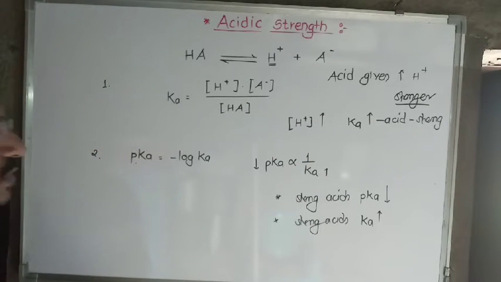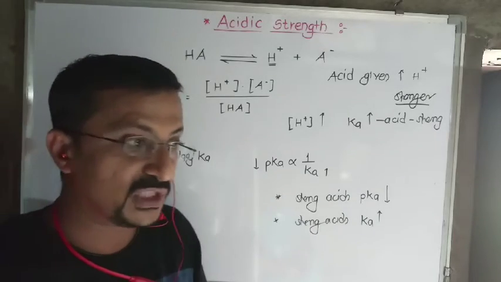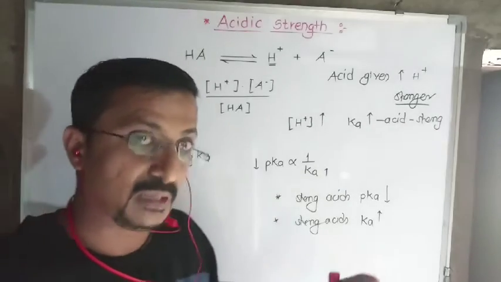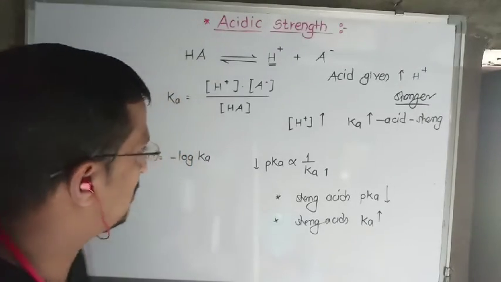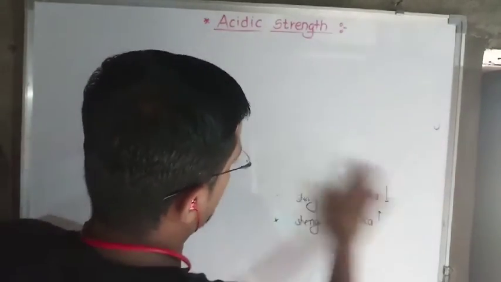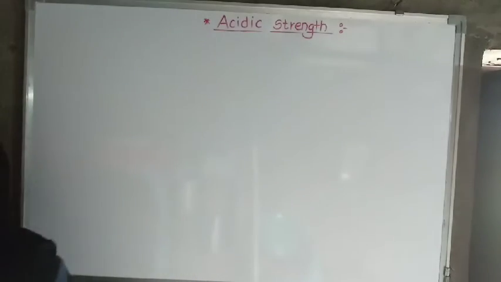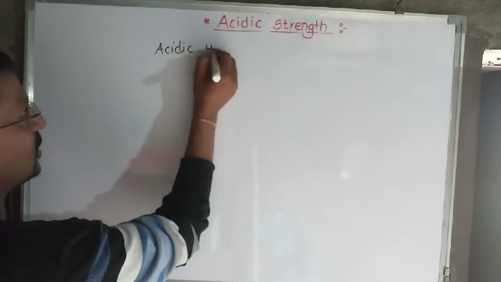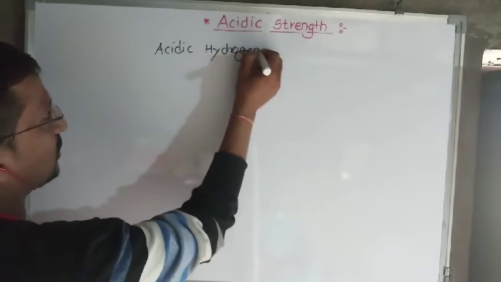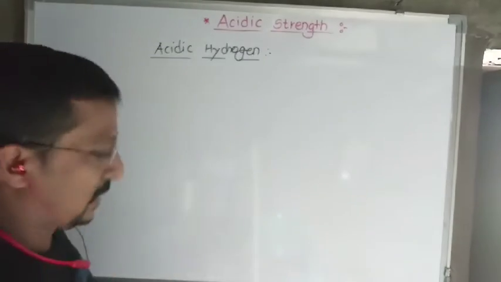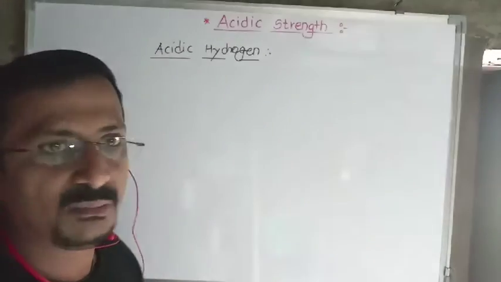But this is only in the case of acids, which we consider like acetic acid, formic acid, the carboxylic acid family, and all these things, isn't it? But in organic chemistry, we are going to discuss one most important point, that is the acidic proton, or acidic hydrogen. So what is meant by acidic hydrogen? Those hydrogens are termed as acidic hydrogens which are directly attached to the most electronegative atom in compounds.